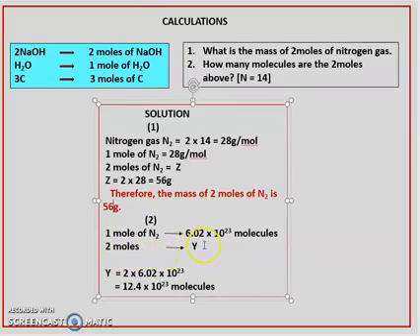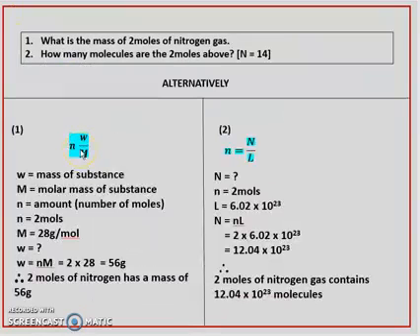Let's say the molecule we are looking for is Y. How do we find Y? We cross multiply. So we have Y equals 2 times this, which will give you 12.4 times 10 raised to the power 23 molecules. So 2 moles of nitrogen gas will contain 12.4 times 10 raised to the power 23 molecules. Do you understand? You can as well use the formula method to solve this problem.